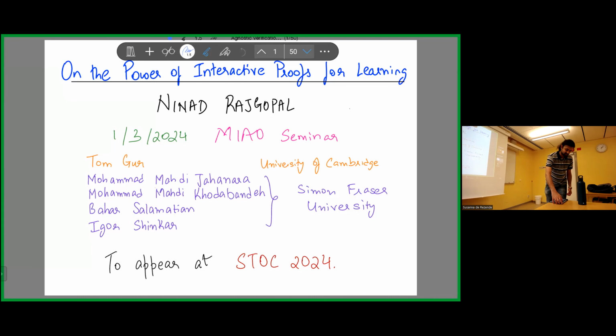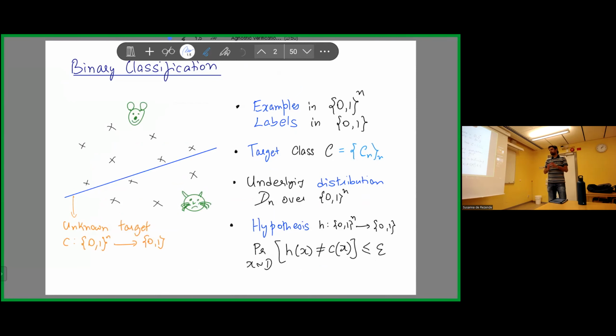Let me just start, just so everyone's on the same page, by explaining what I mean by learning here. So we talk about binary classification, where the examples are points in {0,1}^n, and they get binary labels 0 or 1, as you can see from my drawings for dog and cat here.